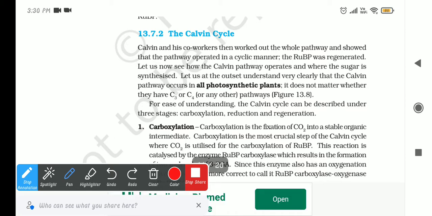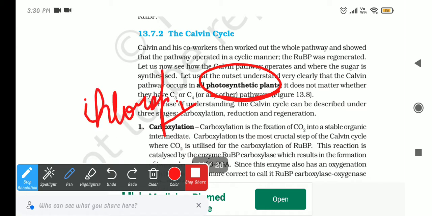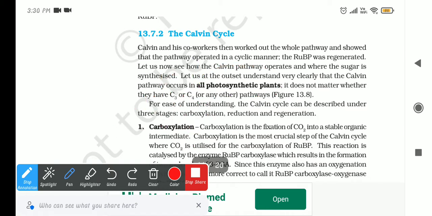Let us now understand very clearly that the Calvin pathway occurs in all the photosynthetic plants, meaning the plants which have chlorophyll. It doesn't matter whether the plant is following the C3 pathway or the C4 pathway or any other pathway; all the photosynthetic plants will go through the Calvin pathway.